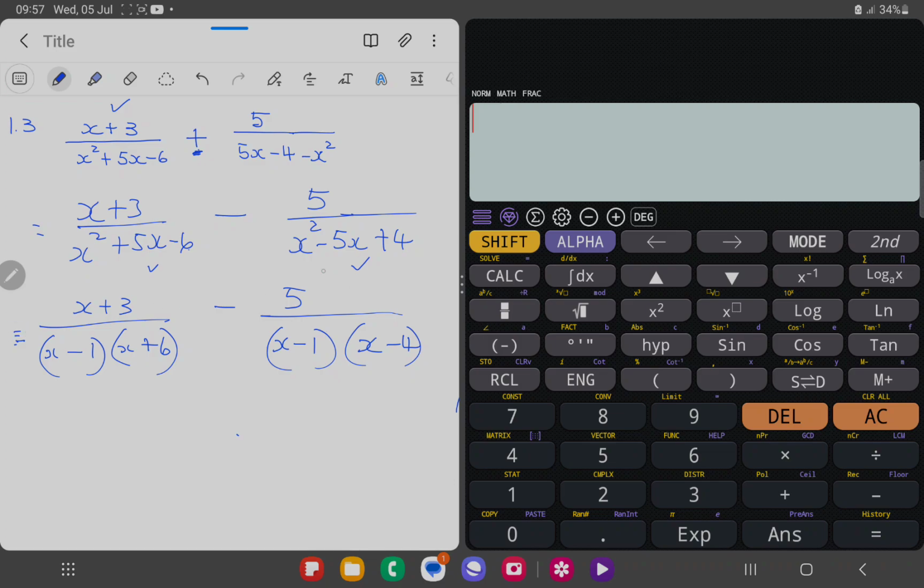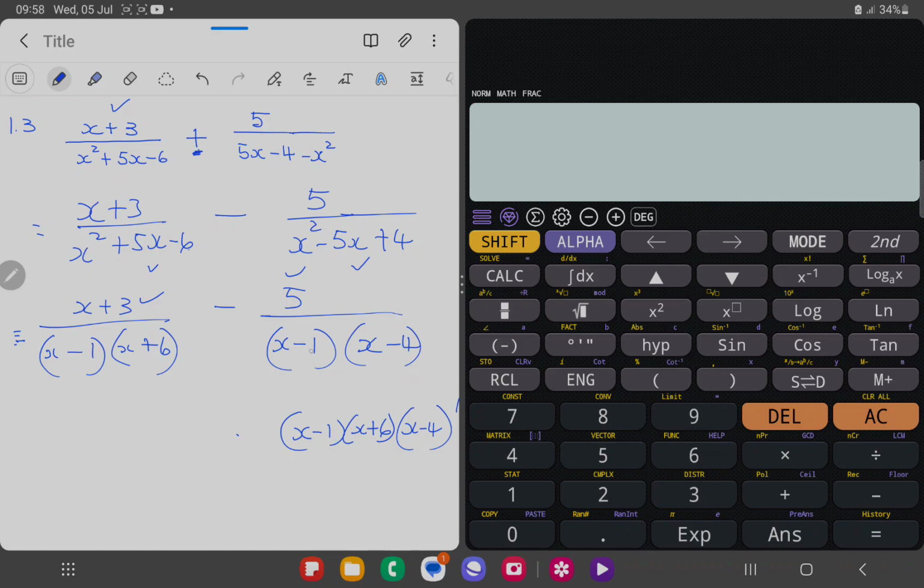In order to add up these fractions, their numerators, we must make sure that their denominators are the same. The denominators that we see here are x minus 1, x minus 1, x plus 6, and x minus 4. What is the common factor? It must be common in all, but we take the lowest. So we've got x minus 1, x plus 6, x minus 4.